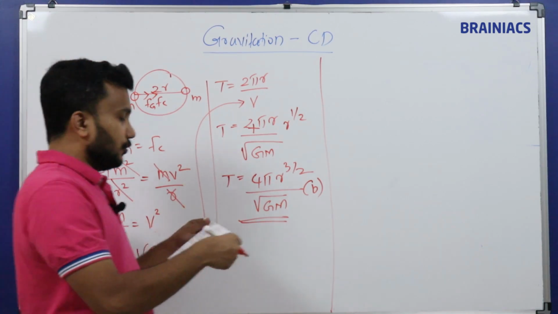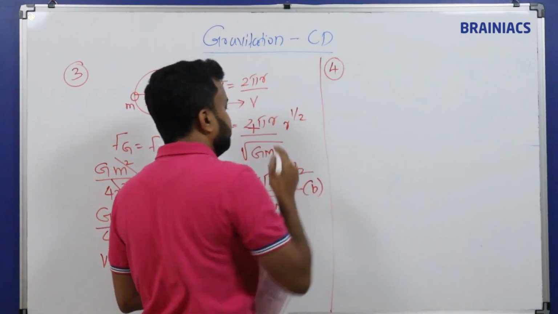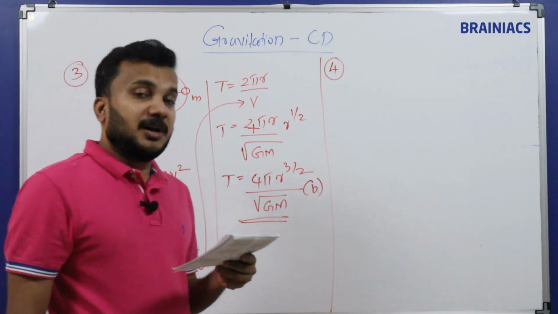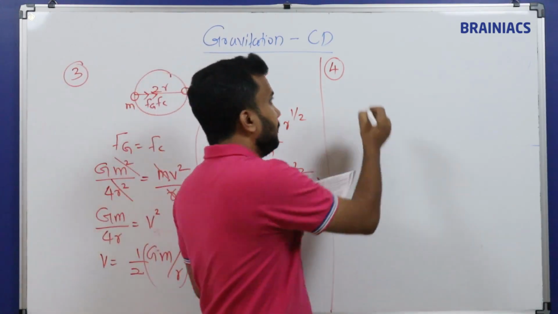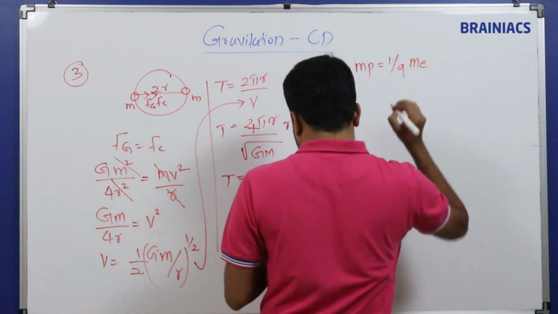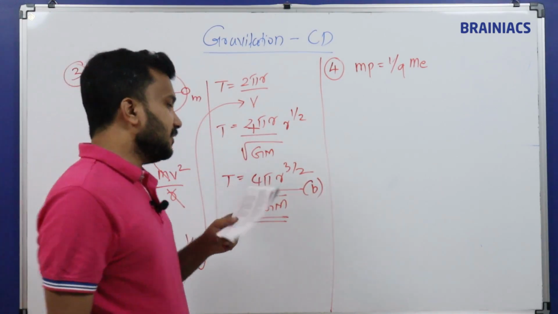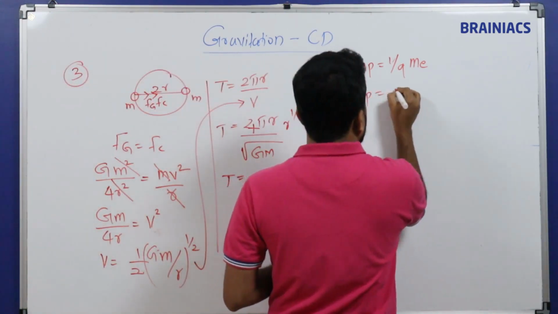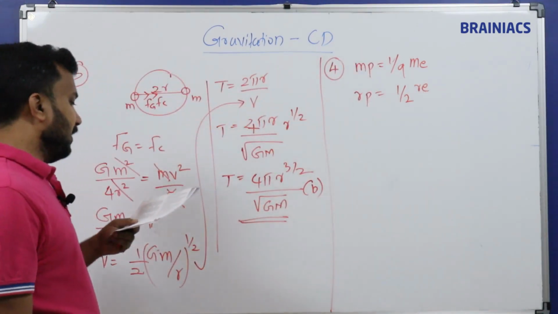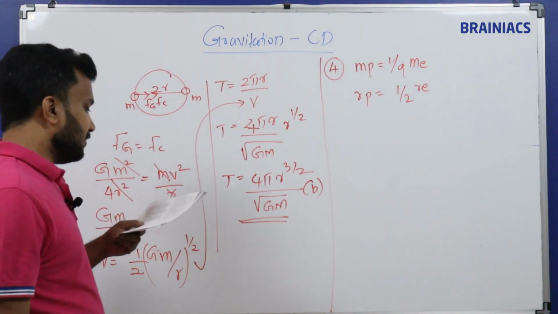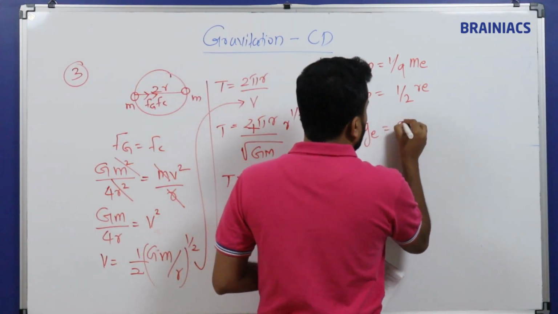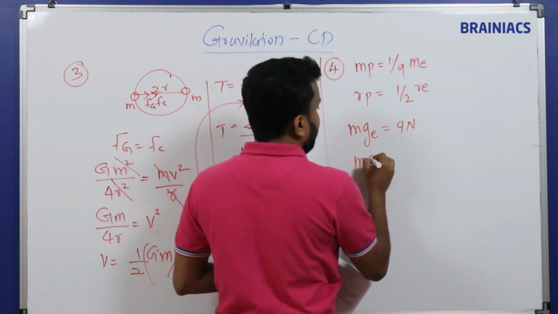We'll move to the fourth question. The mass of a planet is 1 by 9 that of the mass of Earth, so the mass of the planet equals 1 by 9 times the mass of Earth, and the radius is half that of Earth, so the radius of the planet equals 1 by 2 times the radius of Earth. If a body weighs 9 newton on the Earth's surface, what is its weight on the planet? So on Earth, mg equals 9 newton.